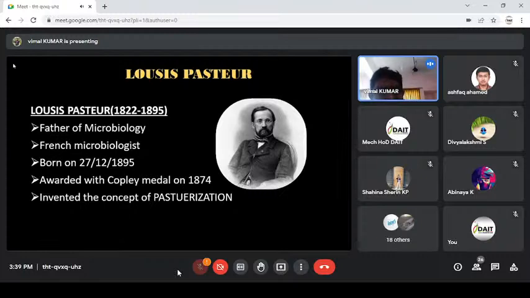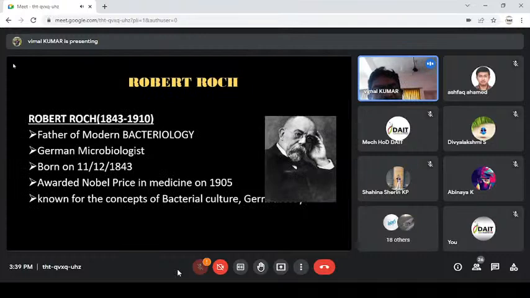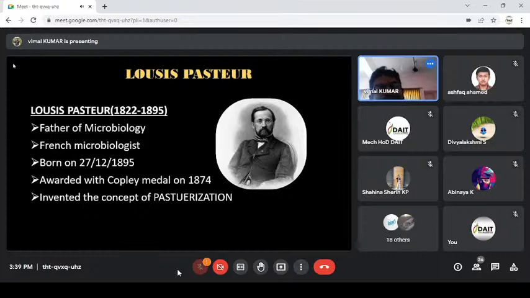In the previous slide, we had seen that Robert Koch is the father of bacteriology. This Louis Pasteur is the father of microbiology. He is a French microbiologist, and he was awarded the Copley Medal in the year 1874, and invented the concept of pasteurization.